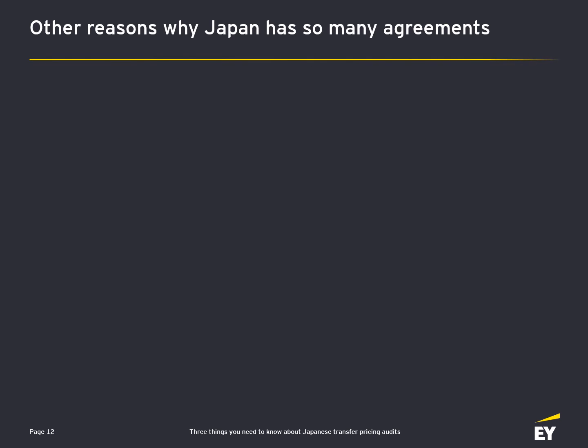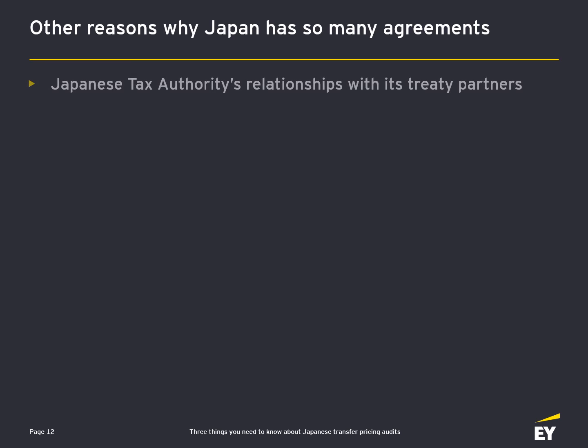Okay, these 3 reasons focus on the choices of the taxpayer. Are there other reasons that so many APAs have been agreed in Japan? One reason for the Japanese APA program's success is that the Japanese tax authority generally has good relations with its treaty partners and a long history of concluding APAs with major trading partners, including the US, European countries, and increasingly more and more countries in the Asia-Pacific region.